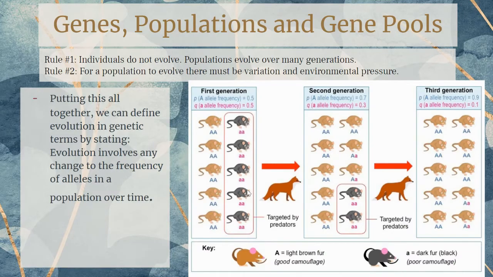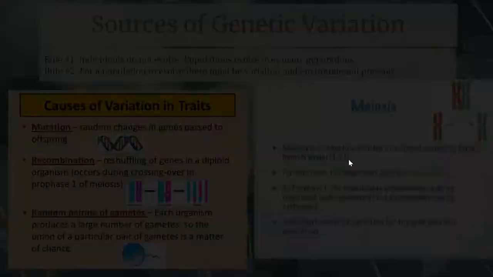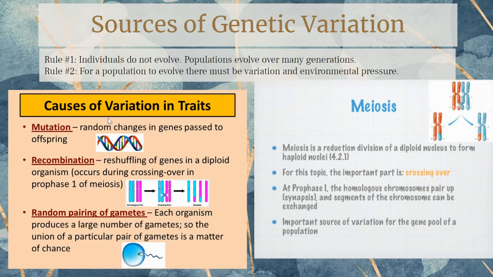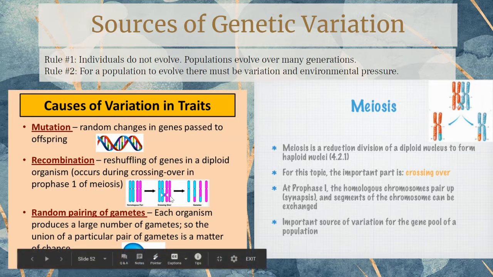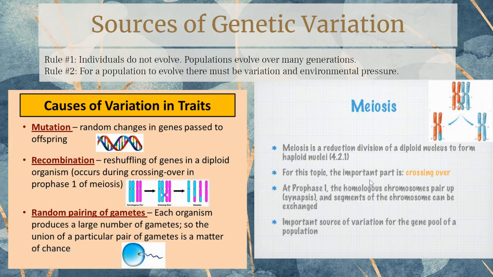What made some of the mice gray and some of the mice brown in the first place? There's some different places that genetic variation can come from. One is some random chance in a mutation. Two, we talked about this before, recombination during prophase of meiosis one, that crossing over occurs.